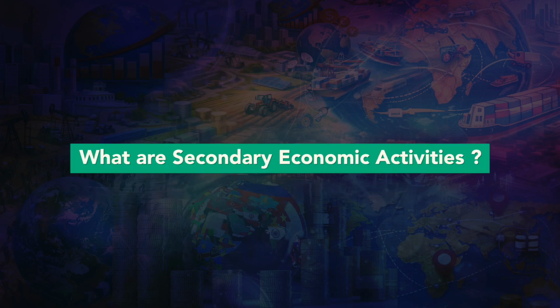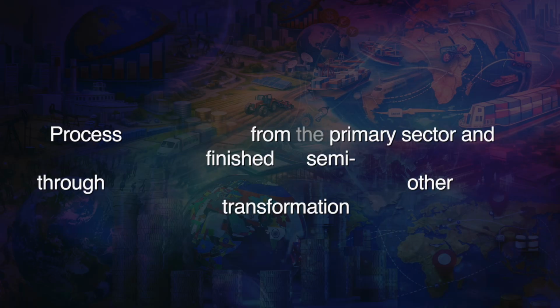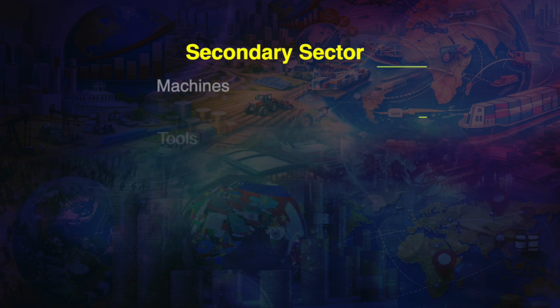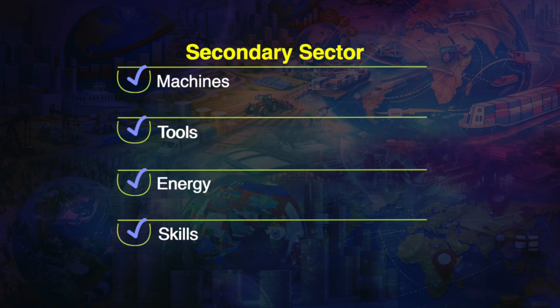What are secondary economic activities? Secondary economic activities are those activities which process raw material from the primary sector and convert them into finished or semi-finished products through manufacturing, construction or other forms of transformation. In the secondary sector, humans use machines, tools, energy and skills to change that raw material into something new. The new product is more useful and also more valuable in economic terms.